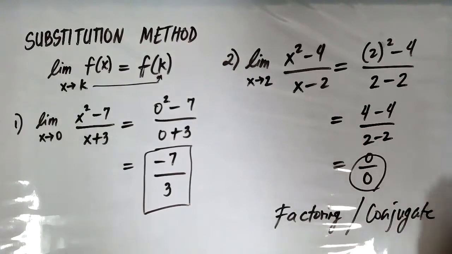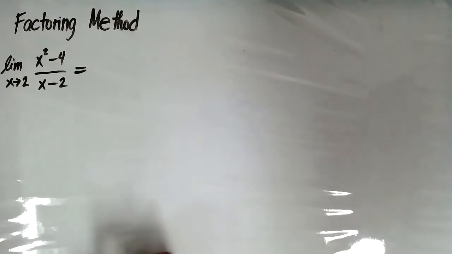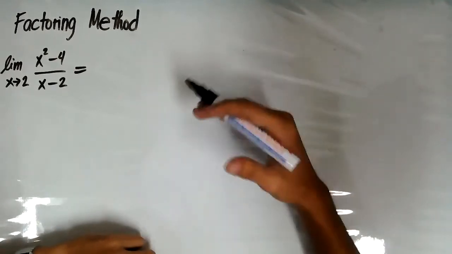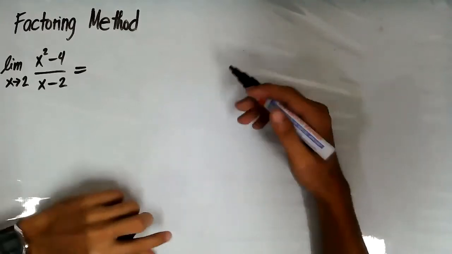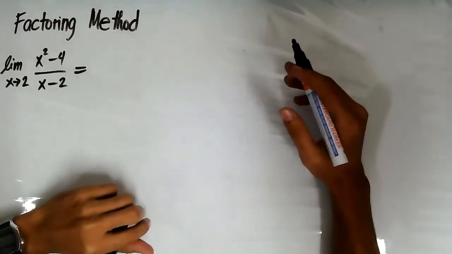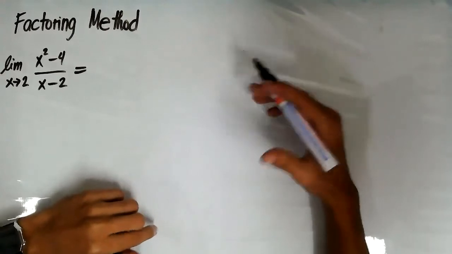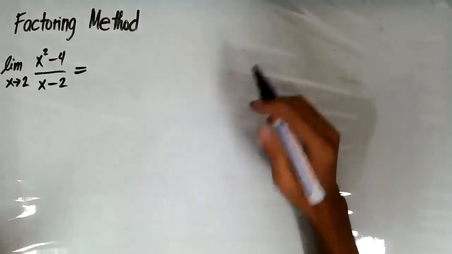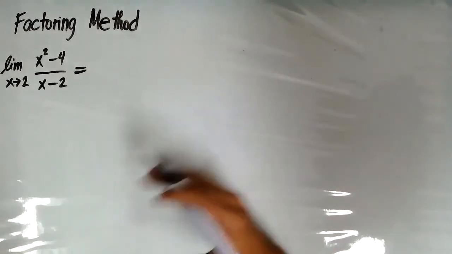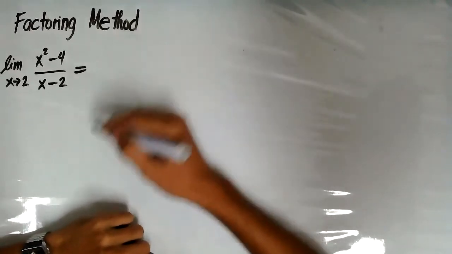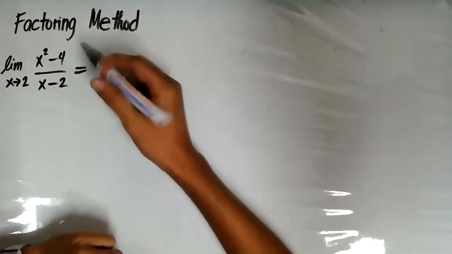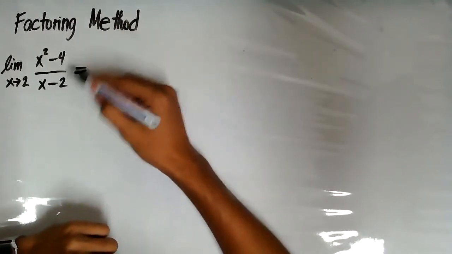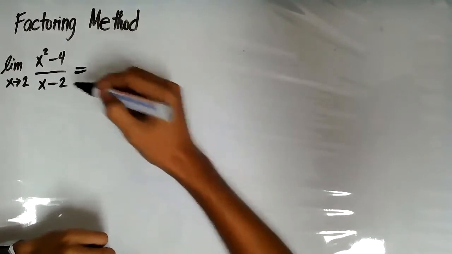Now, let's do the factoring method. If we apply the substitution rule and we end up with the answer in the form 0 over 0, which is indeterminate, then the next thing that we have to do is to do the factoring method. We have to factor the numerator or the denominator to the point that we can eliminate the common factors between those two. The first thing that you have to do is to try to think of what are the common factors between this numerator and denominator.